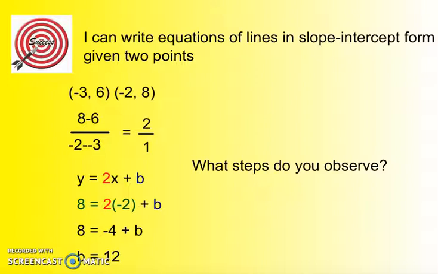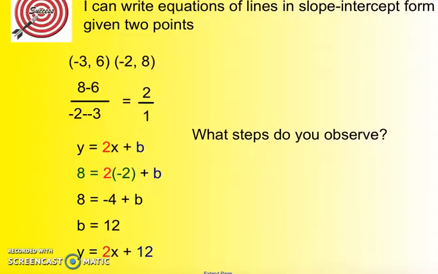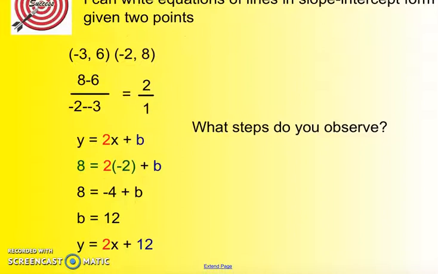Okay, so it looks like I have two ordered pairs, and these two ordered pairs plot 2 points on a coordinate plane. And I want you to notice the steps that are taken to write an equation in slope-intercept form. What do you notice?